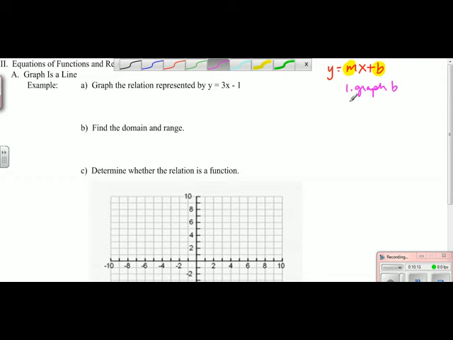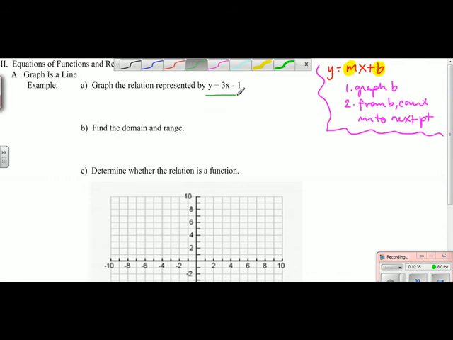the y-intercept, and then from the y-intercept, you count the slope to the next point. That is our little review about graphing. You should have remembered it from Algebra 1.